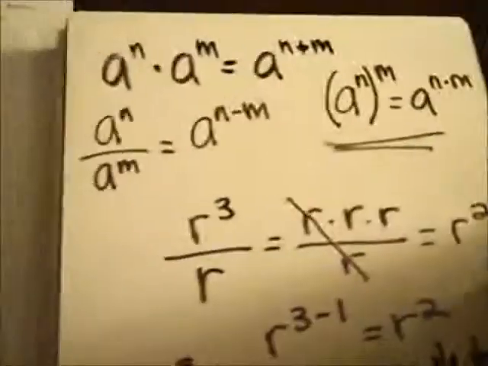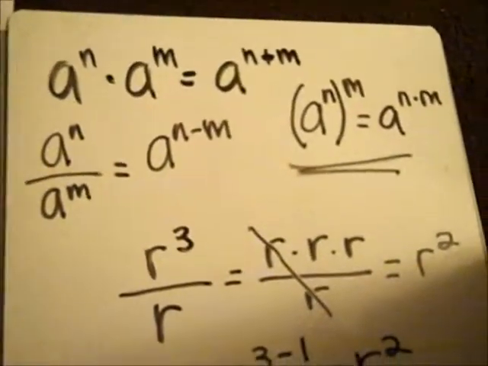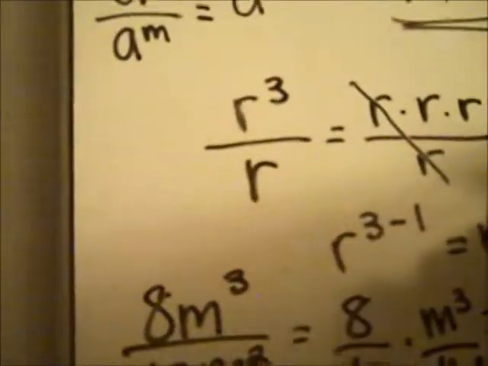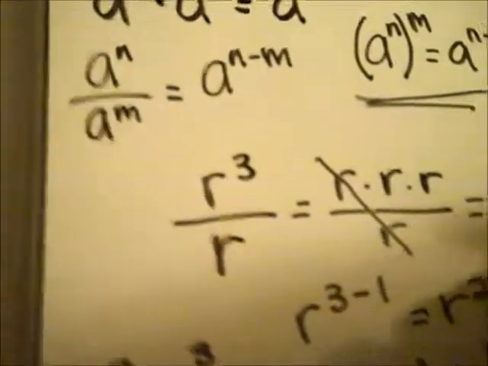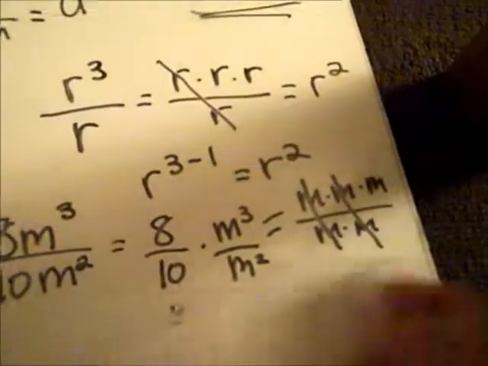This was the other rule that we used before, where we have an exponent to a power, a power to a power. And when we have that, we just multiply our exponents together.